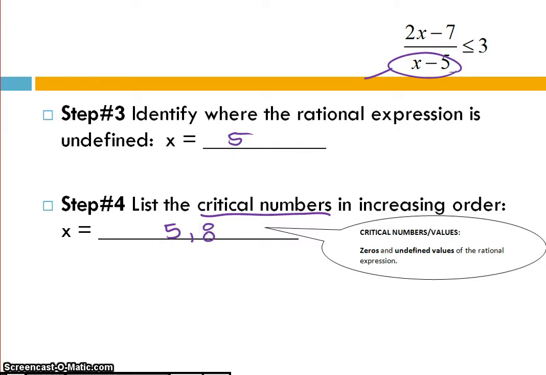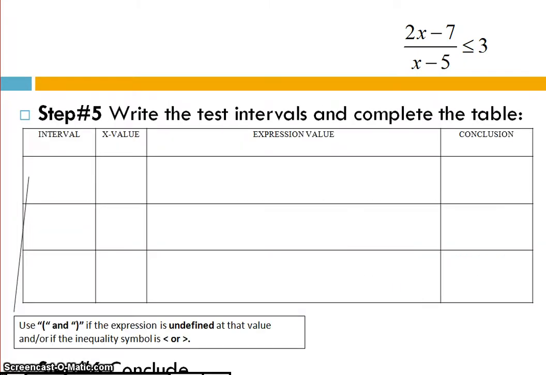We're going to set up our test intervals identical to the way we set up the intervals for the solving quadratic inequalities section. So our critical values were 5 and 8. We're going to go from minus infinity to 5, 5 to 8, and 8 to infinity. It's always from minus infinity to the smaller of the two, between the two, and then from the biggest to infinity. So it's always round brackets around the infinities.